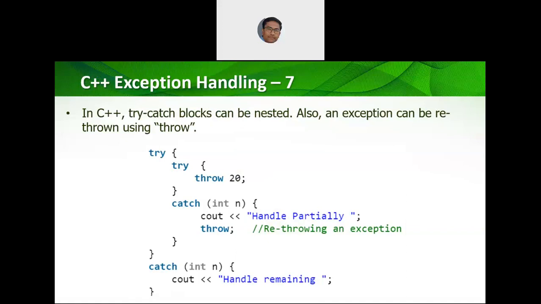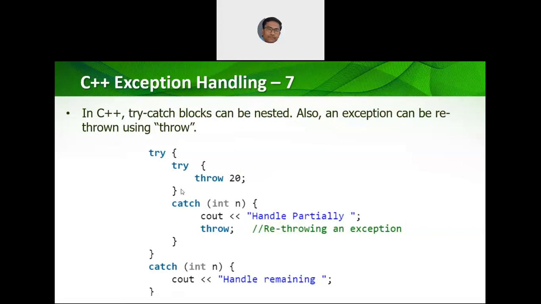Two more points. With that, we will be completing the exceptions. So it is also possible to write partly one catch and partly some other catch. In a try catch block, it can be nested. Also, an exception can be rethrown by using throw.